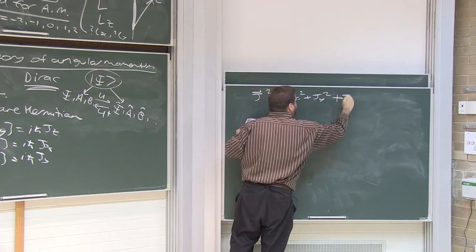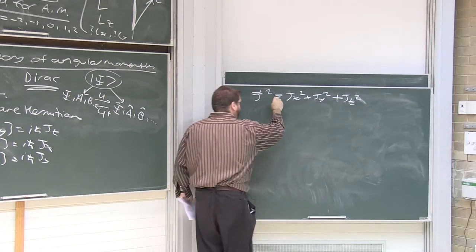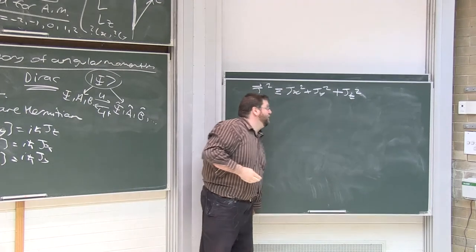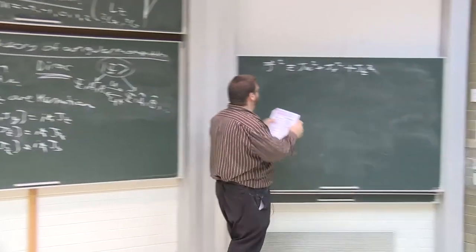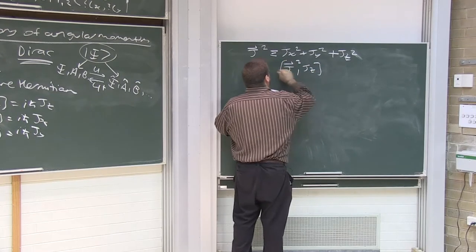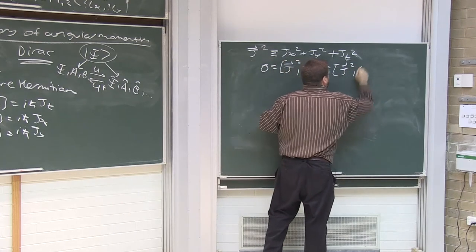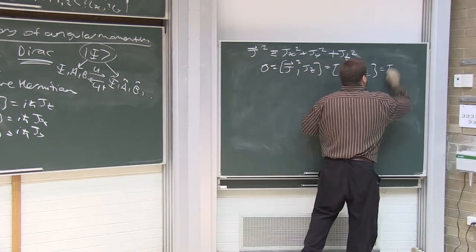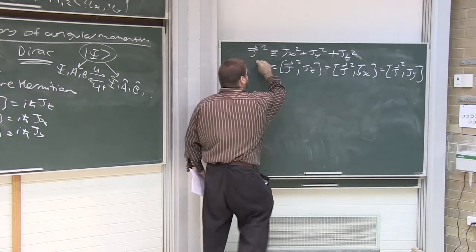So you define this. It's a definition, so I'll put a triple equal sign. You can show as a consequence, again, you have nothing but this Lie algebra of these Hermitian operators, using nothing else, that J squared commutes with any one of the J's. It commutes with JZ. It commutes with JX. And it commutes with JY. So we just pick on one of them.